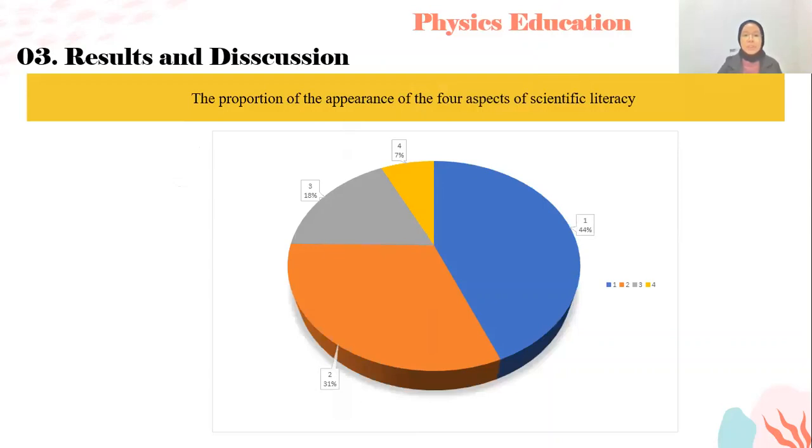Next, the proportions of the appearance of the four aspects of scientific literacy. Based on the figure, the aspects of scientific literacy in the three books obtain the knowledge of science with an average of 44%. The investigative nature of science has an average of 31%. Science as a way of thinking has an average of 18%, and the interaction of science, technology, and society has an average of 7%.